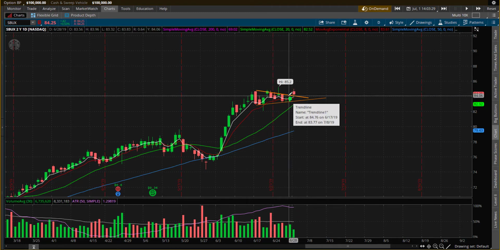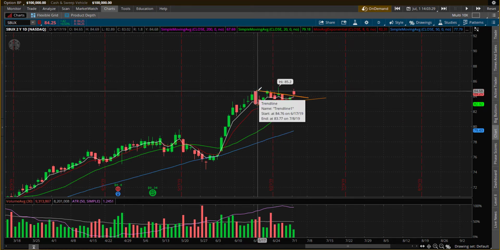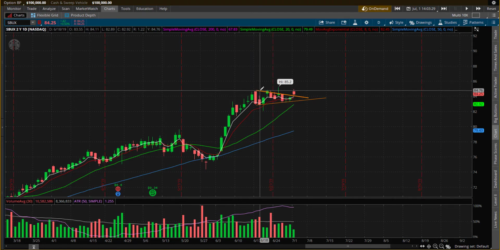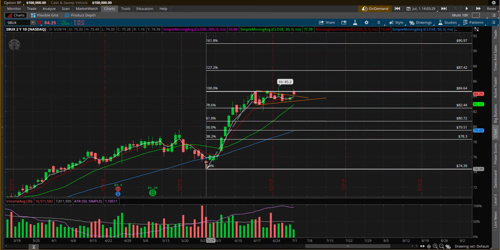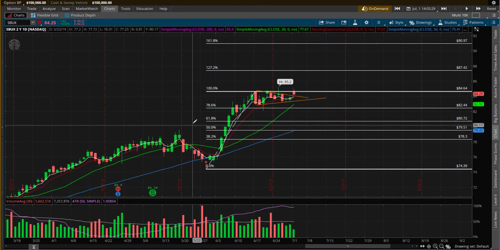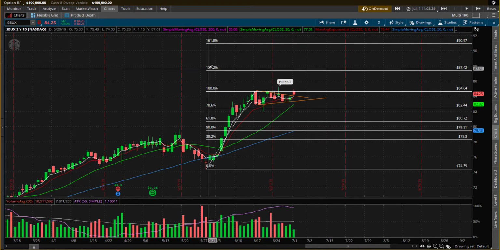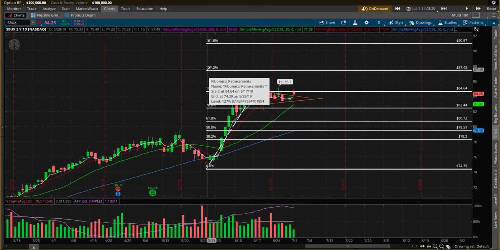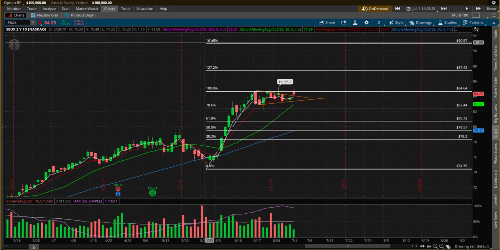So from here, we need a target. I like to use Fibonacci. You go from the swing high to the swing low, and that's where you get some targets. So we could target 87.50-ish area, which is the 1.272 extension, and approximately 91 is the 1.618 extension.